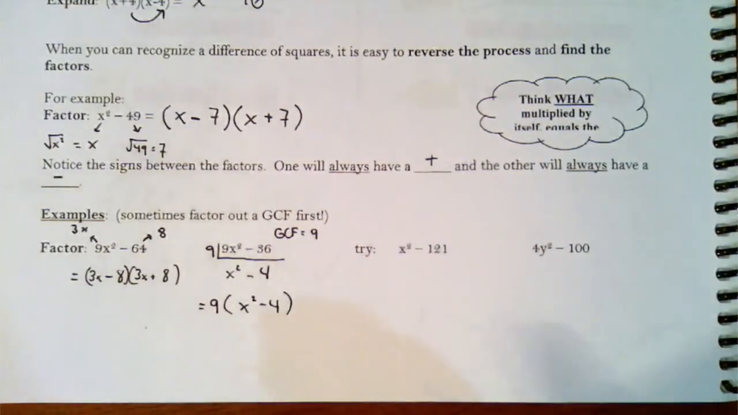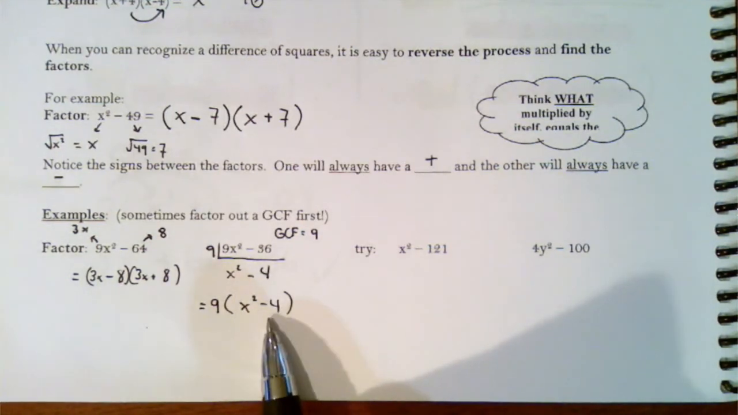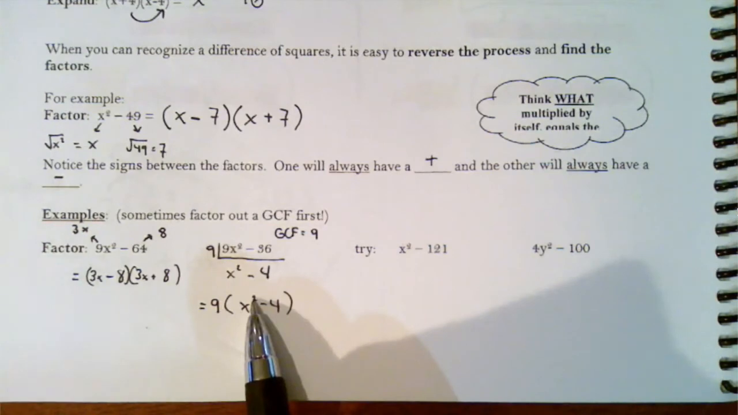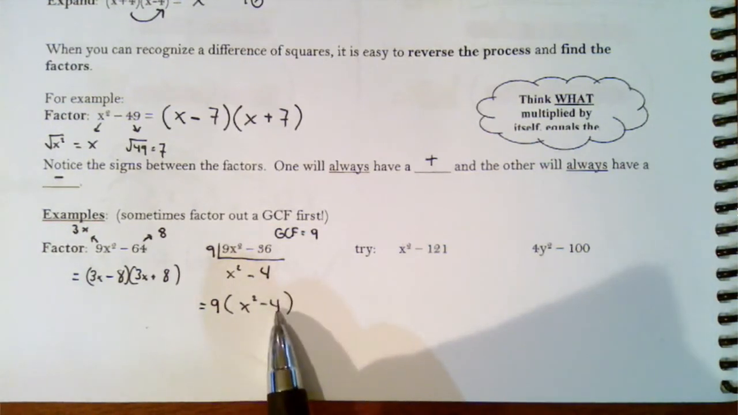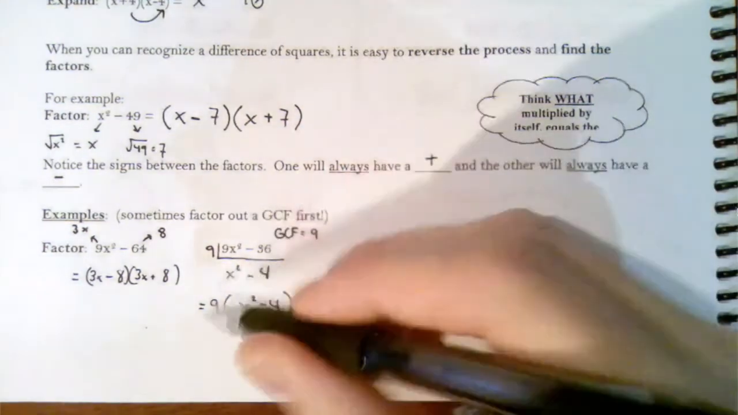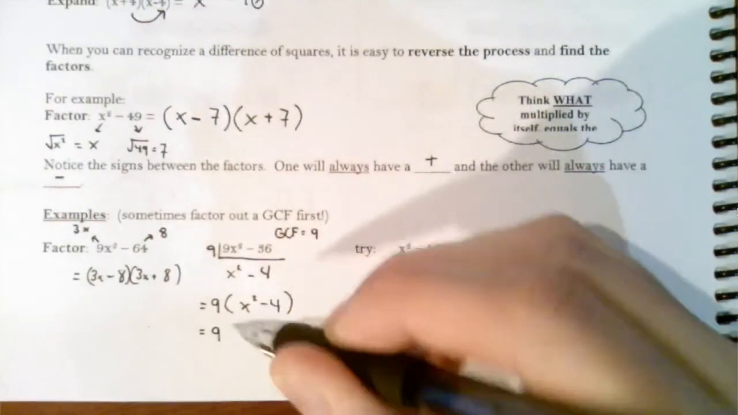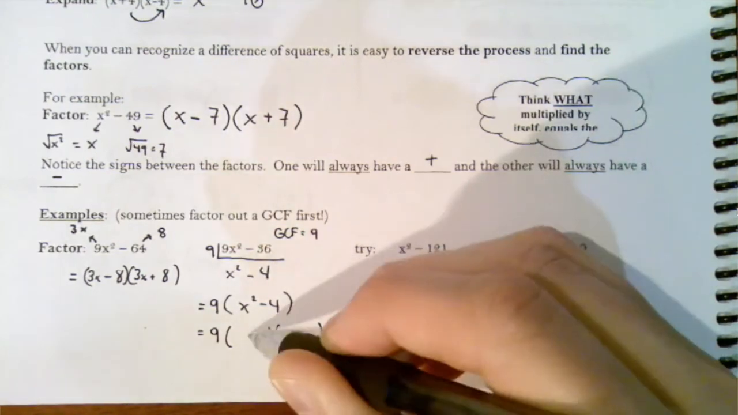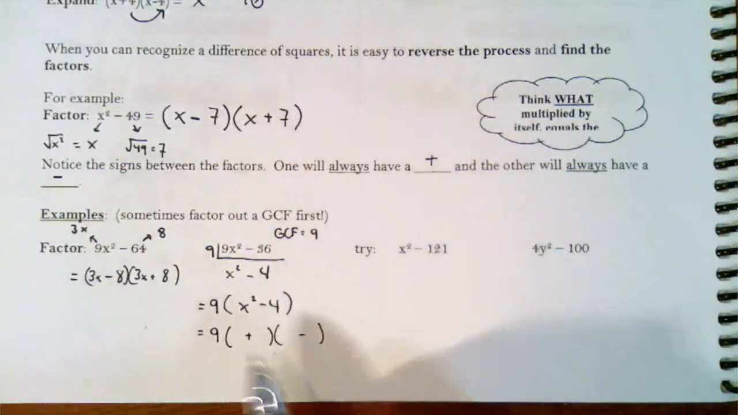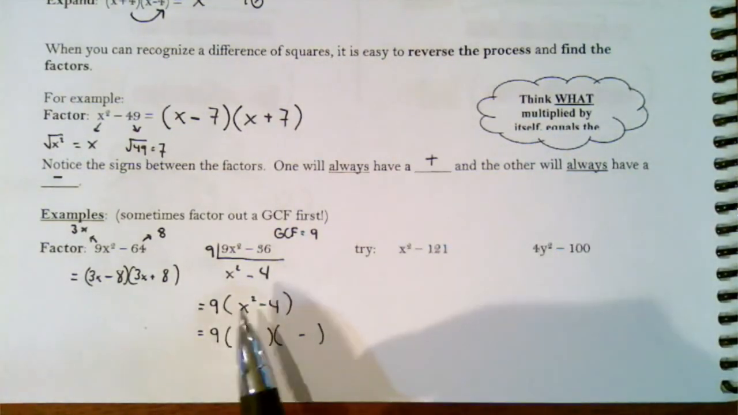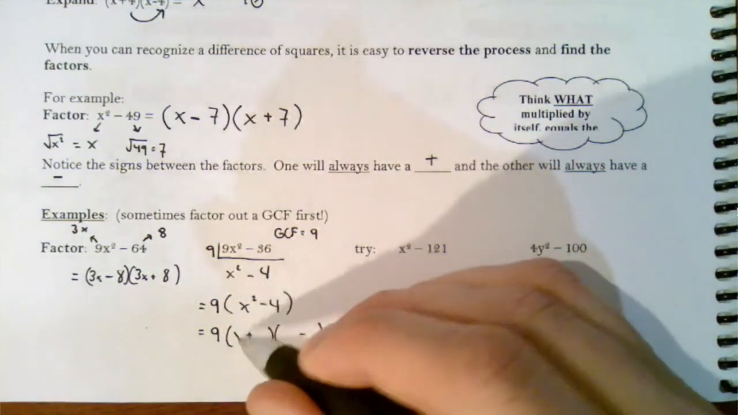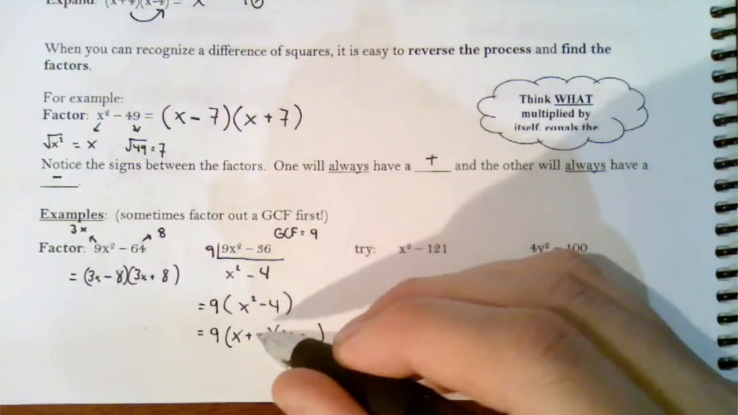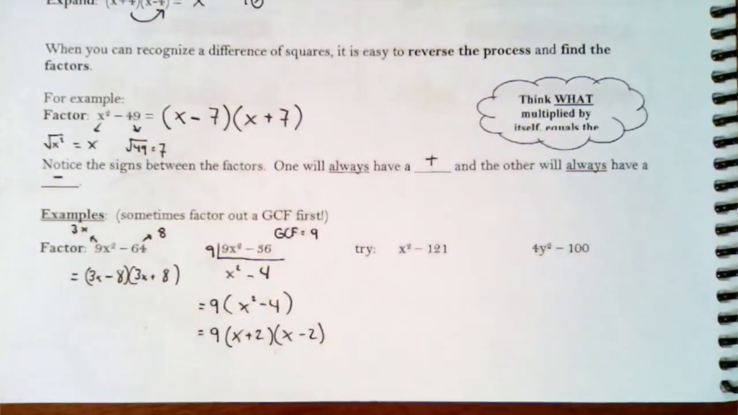And now we ask ourselves, what we're left with, is that a difference of squares? And the answer is it is. Because x squared, if we square root it, we get x. 4, if we square root it, we get 2. So we keep our greatest common factor in front. And now we write our almost twins. One plus, one minus. It doesn't matter which one's first. Square root of x squared is x, so x goes first in both brackets. And the square root of 4 is 2, so 2 goes second in both brackets.